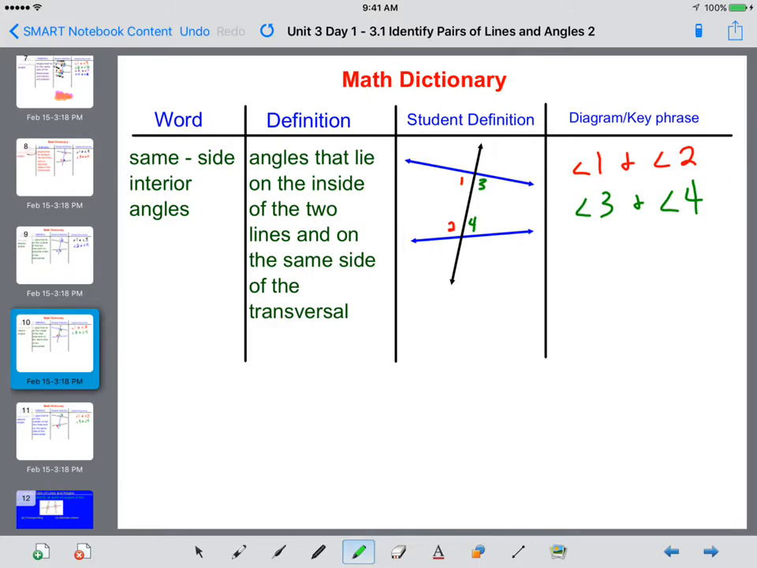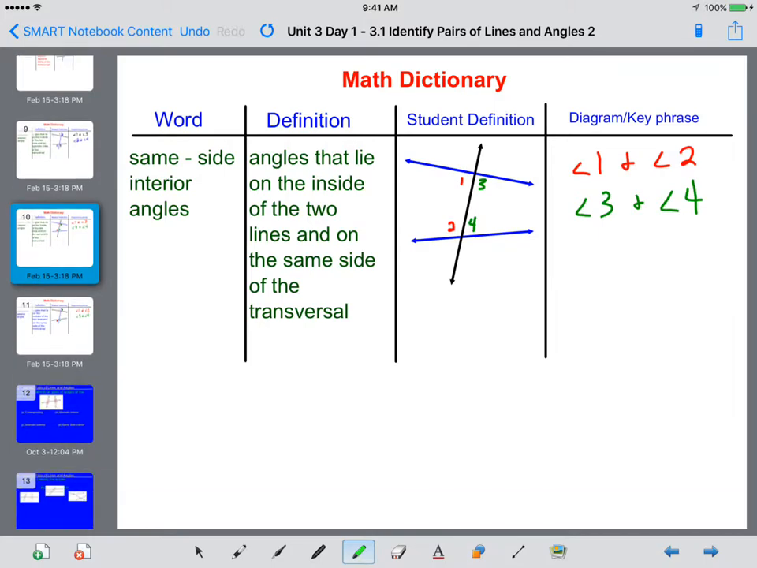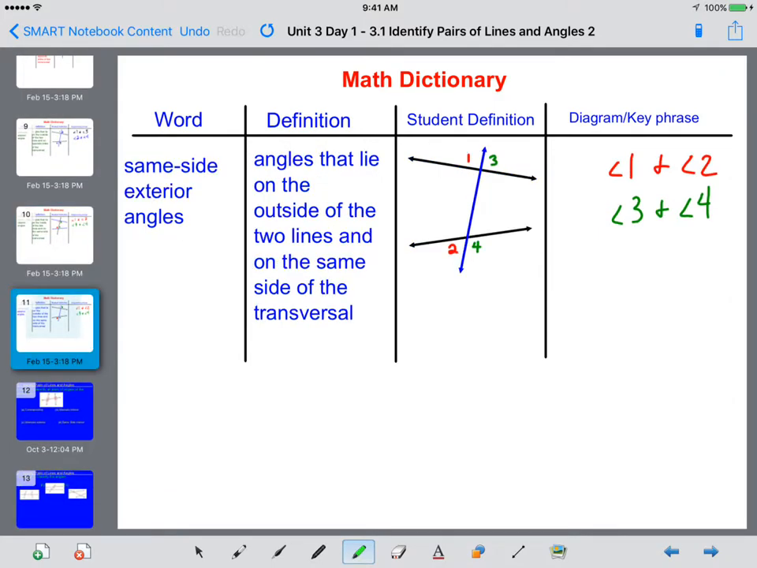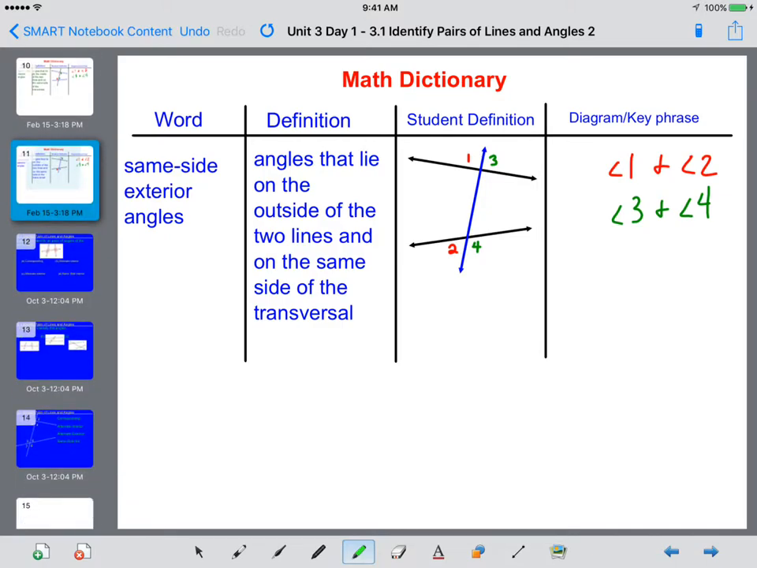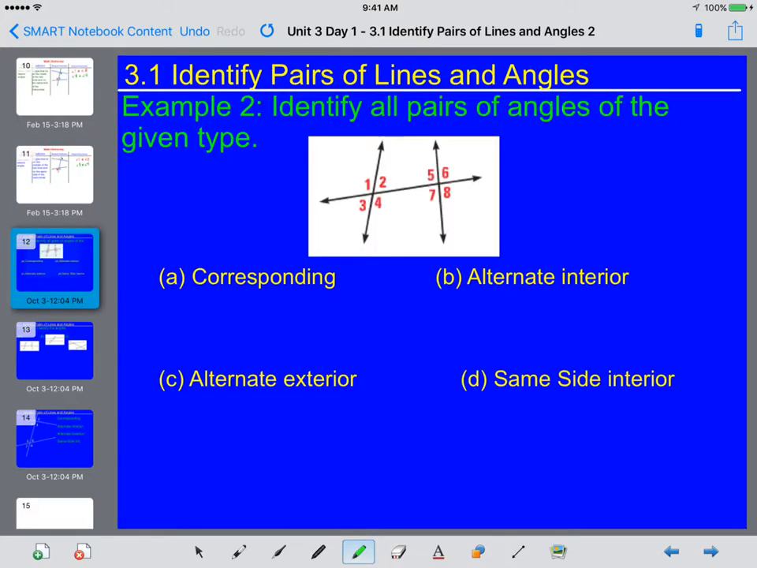Same side interior angles are angles that lie on the inside of the two lines and on the same side of the transversal. And same side exterior angles means angles that lie on the outside of the two lines and on the same side of the transversal. So we have a few examples I'm going to dive into right now. It says identify all pairs of angles of the given type.